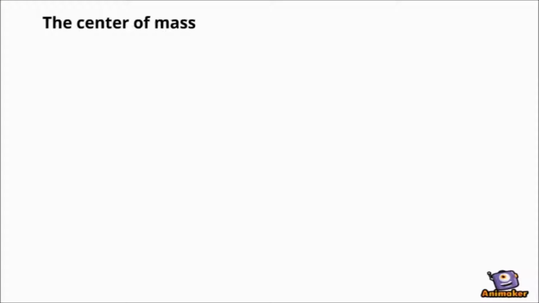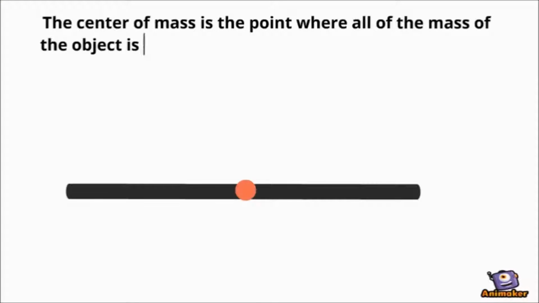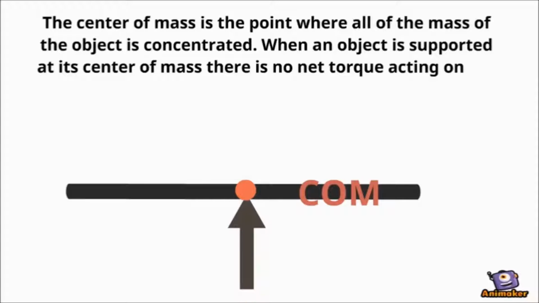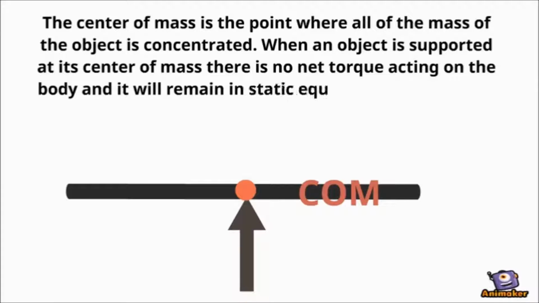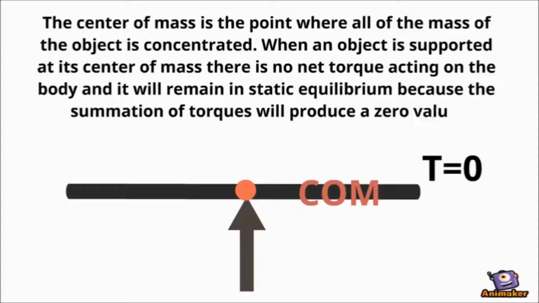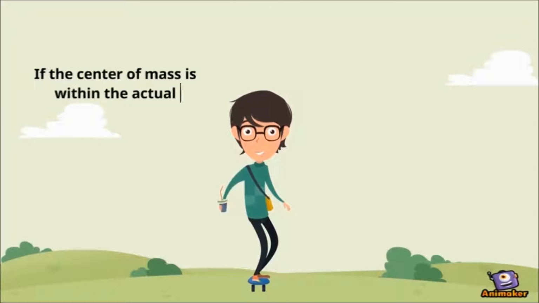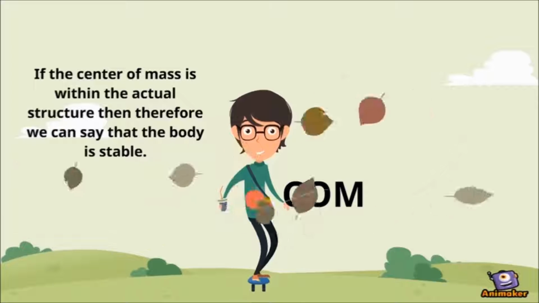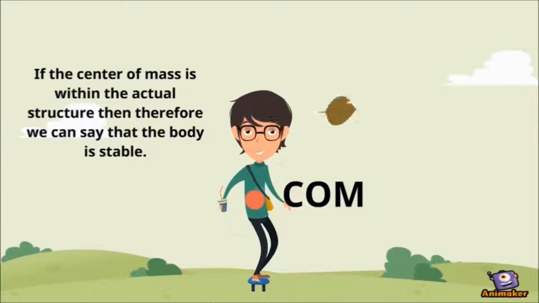Center of mass. The center of mass is the point where all of the mass of the object is concentrated. When an object is supported at its center of mass, there is no net torque acting on the body and it will remain in static equilibrium because the summation of torque will produce a 0 value. If the center of mass is within the actual structure, then we can say that the body is stable. George, can you please continue?